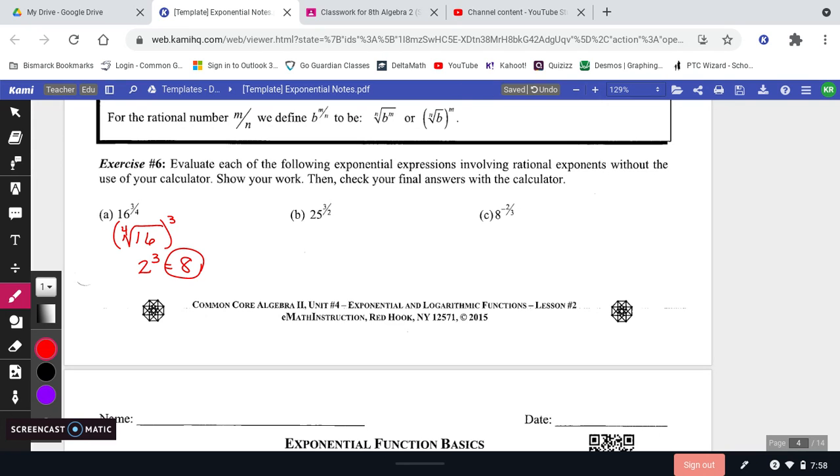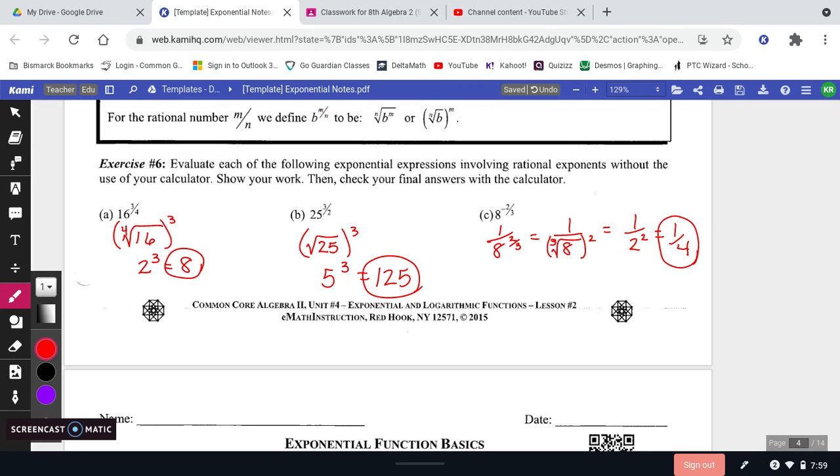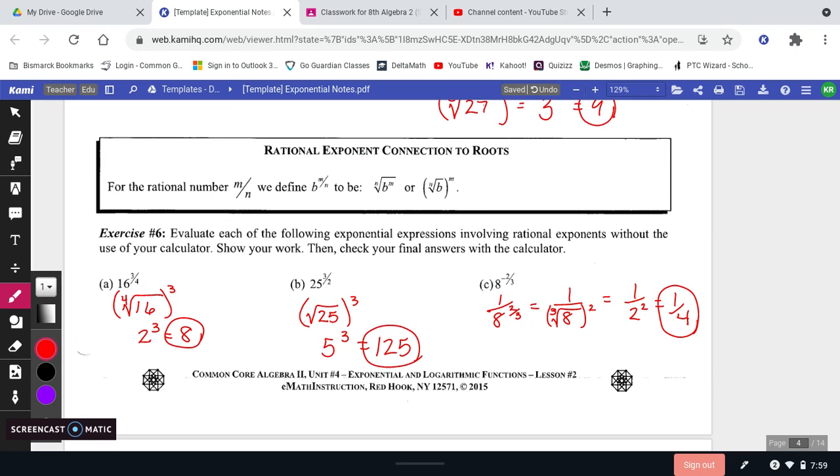Okay, 25 to the 3/2 power. That's going to be the square root of 25 and then cubed. The square root of 25 is 5, 5 cubed is 125. 8 to the negative 2/3 power. Okay, so let's take care of the negative. Let's do the reciprocal: 1 over 8 to the 2/3. So this is going to be the cube root of 8 and then square it. The cube root of 8 is 2, and then we're going to square it. We get 1/4.